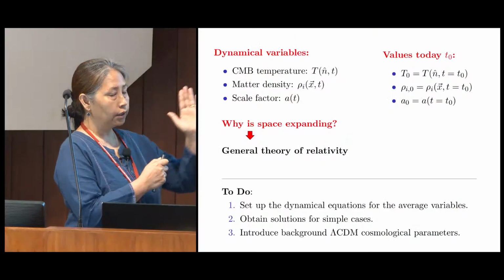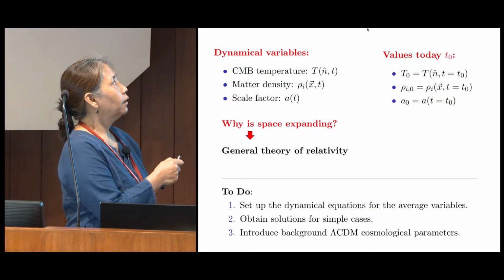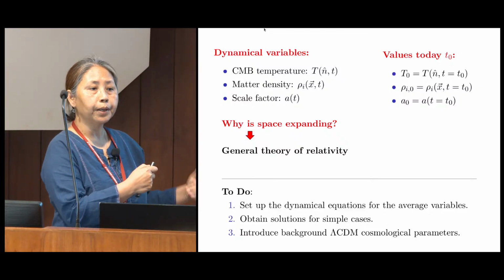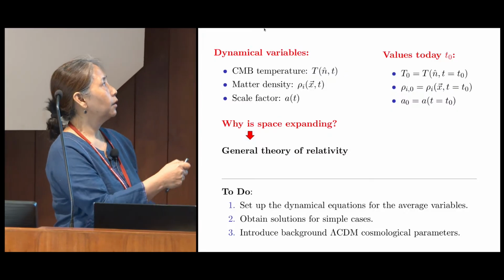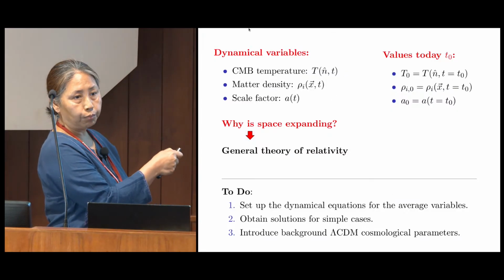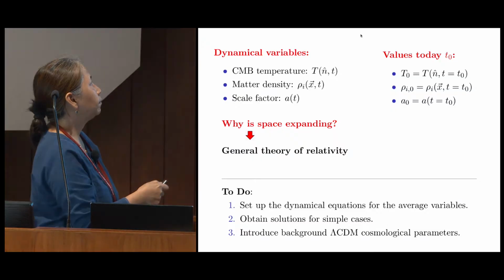Okay. So, I left off yesterday by starting with the observations and setting up our dynamical variables that we are going to track. One of the first was the CMB temperature. This T variable is defined on the surface of a sphere because it depends on direction, and whatever we measure today is what we measure today. But if we had measured it in the past, it would have been dependent on time. So, this is the variable we want to track.